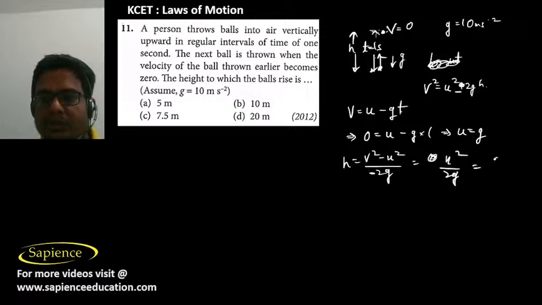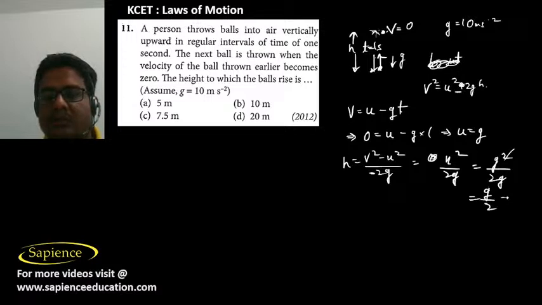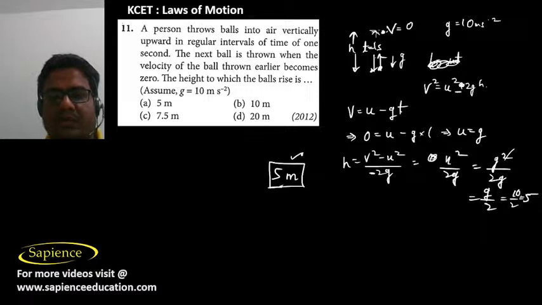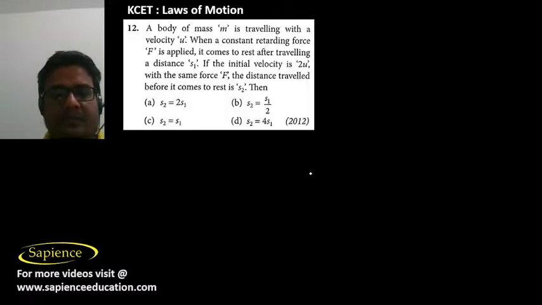So u is g, so g square by 2g. So that is g by 2. So g by 2 means 10 by 2, that is equal to 5. So the height to which the balls rise is 5 meters. All the balls will rise to a height of 5 meters above the ground. So option A is the correct answer.